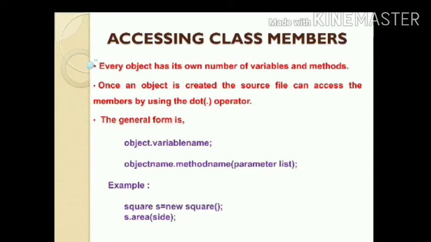For example, Square is the class, s is the object, equal to new Square. See the next line, s dot area of side. Here side is the argument or parameter, area is the method name, s is the object. So s dot area with side within the brackets.